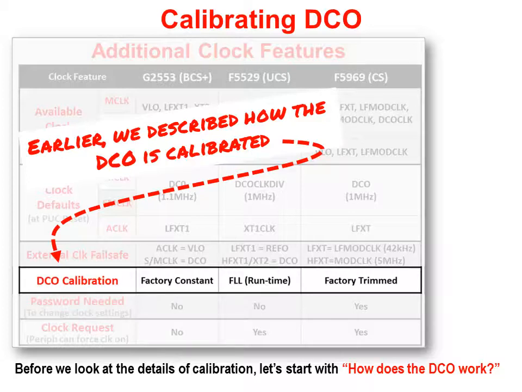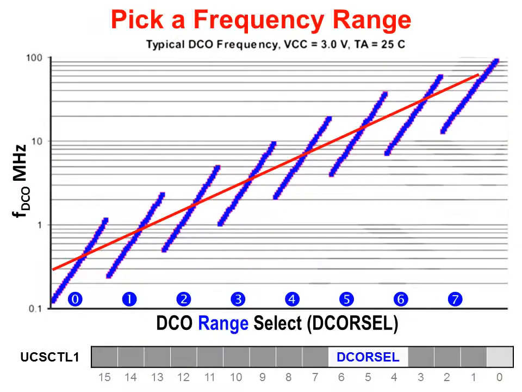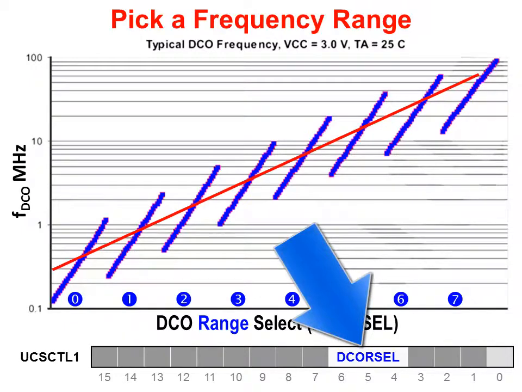Before we get into the details of calibration, let's just look at how the DCO works first. As we know, the digitally controlled oscillator, or DCO, generates a clock frequency. The way the DCO works, in this example we're looking at the F5529, is it can generate frequencies in one of 8 different ranges. So once you figure out which frequency you want to run at, pick a range that frequency falls into, and you can select that by setting the proper value in the DCO range selection bit field of the UCS control register 1.